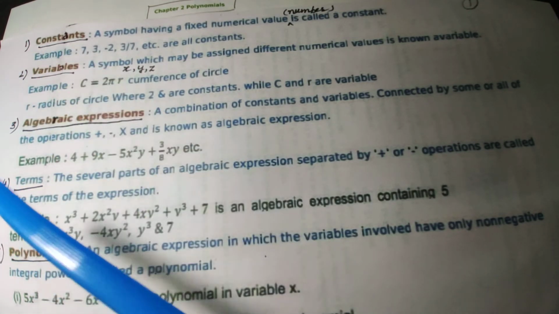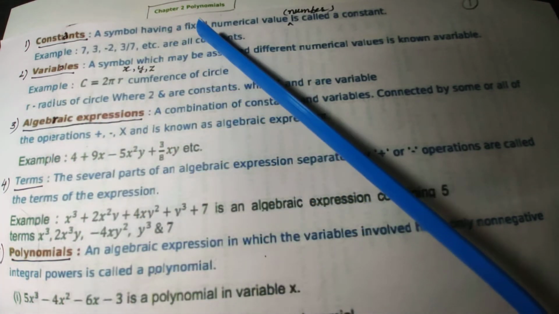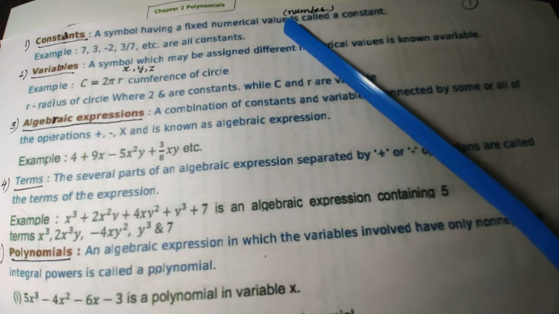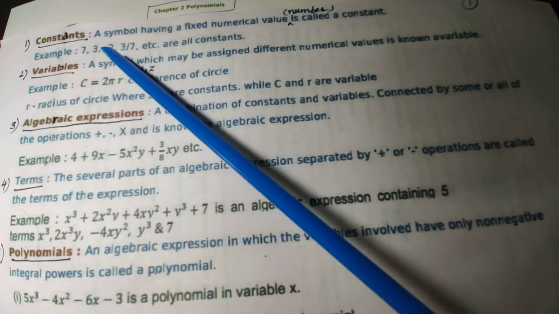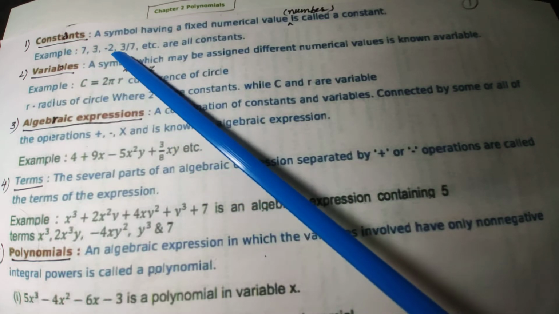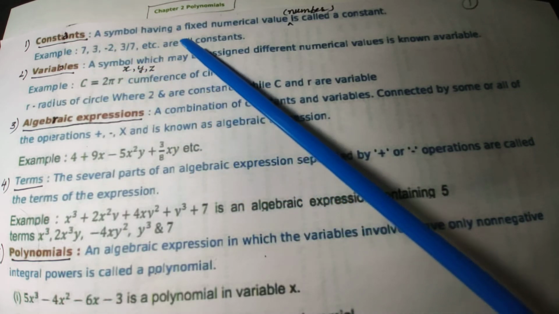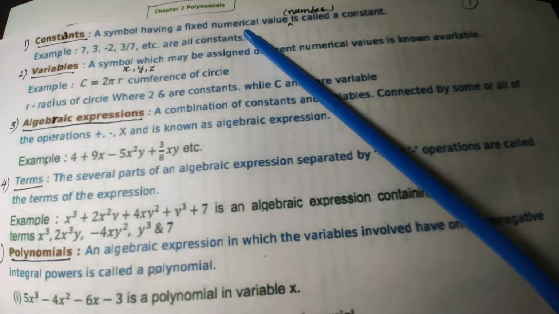First is constant. Constant means a symbol having a fixed numerical value. That is, it is just a number. For example, the numbers 7, 3, -2, 3 by 7 are all called constants.